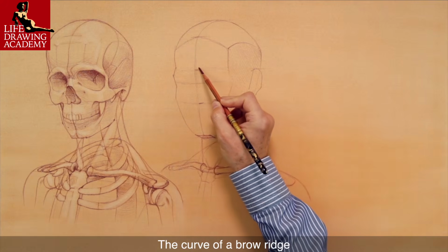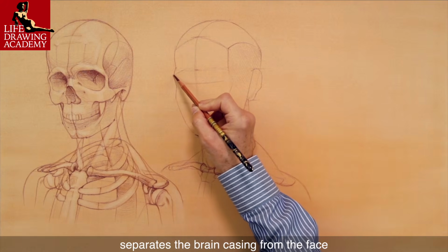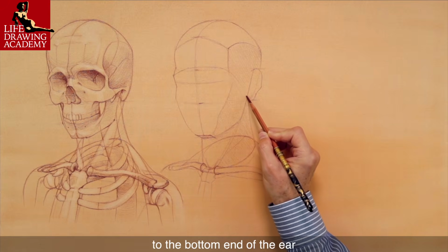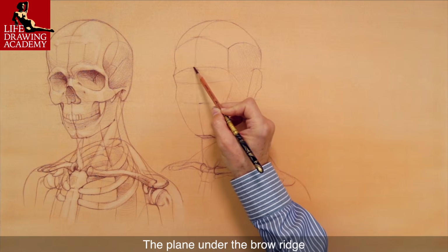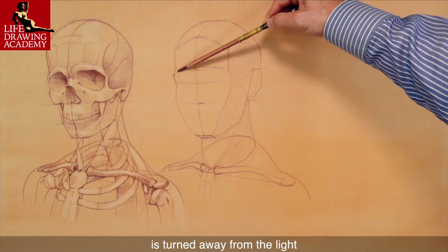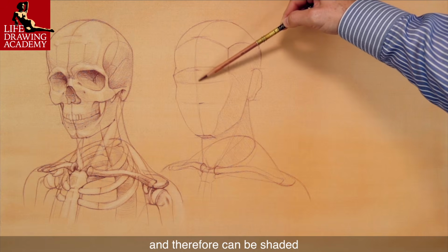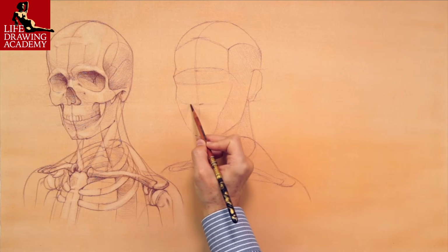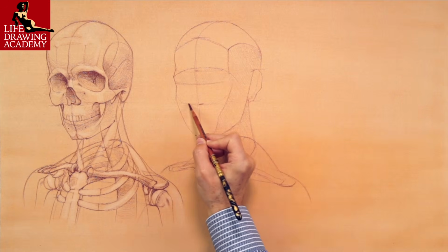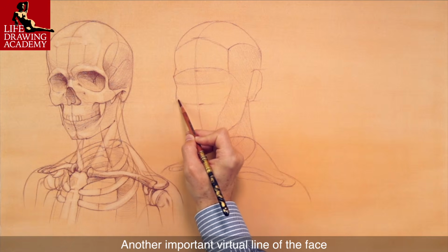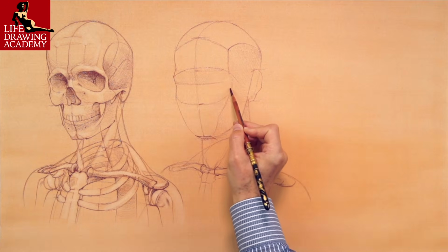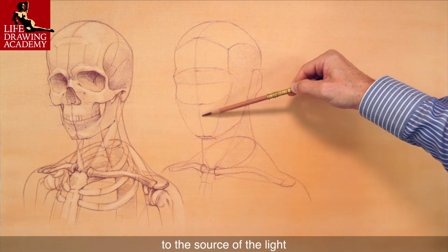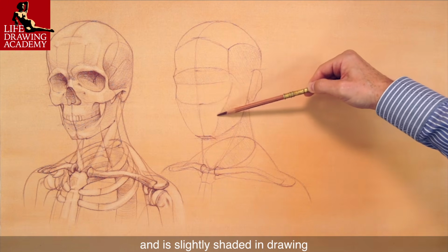The curve of a brow ridge separates the brain casing from the face. This curve is pointing to the bottom end of the ear. The plane under the brow ridge is turned away from the light, and therefore can be shaded with very light pencil strokes as one unified surface. Another important virtual line of the face is the cheekbone curve. The area below that curve is also turned obliquely to the source of the light and is slightly shaded in drawing.